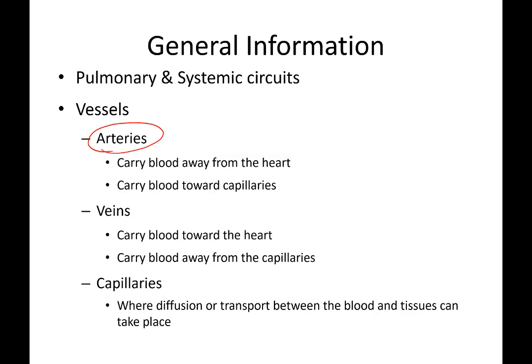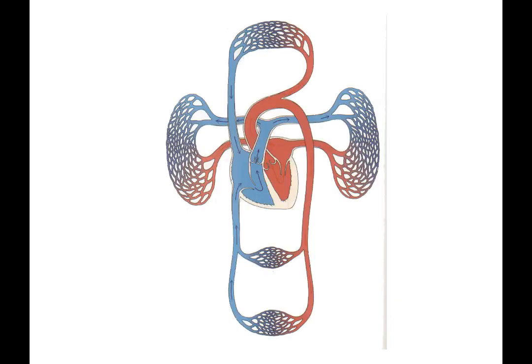Most of them are oxygenated. There are a couple that are not. Then veins carry blood back to the heart, these being deoxygenated except for the ones that have to do with the pulmonary circulation or the fetal circulation. Capillaries, we'll learn more about arteries, veins, as well as capillaries when we start the lecture of Unit 2 when we talk about the vessels in particular.